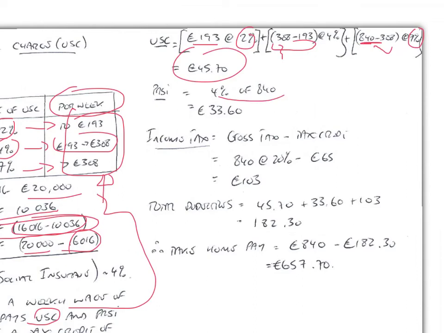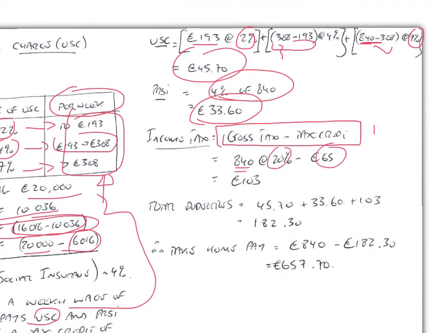PRSI then is just 4% straight of 840, his weekly wage, that's 33.60. The income tax is equal to his gross tax minus his tax credit. Now, he pays 20% tax on 840, and a credit of 65 euros, and so his income tax is, oh sorry, I misread that. It'll be 20% of 840 minus his tax credit, sorry about that, so he pays 103 income tax.